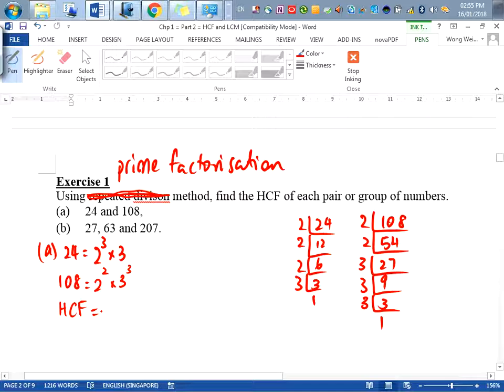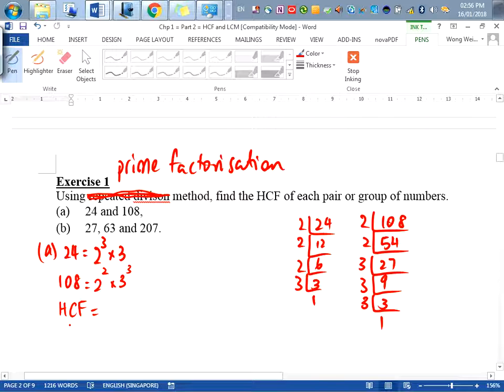Well, it's finished, part A. Finished, okay. Let's take a look. So for 24, expressed as a product of its prime factors, we have 2 cubed times 3. And for 108, we have 2 squared times 3 cubed. So the working is over here.